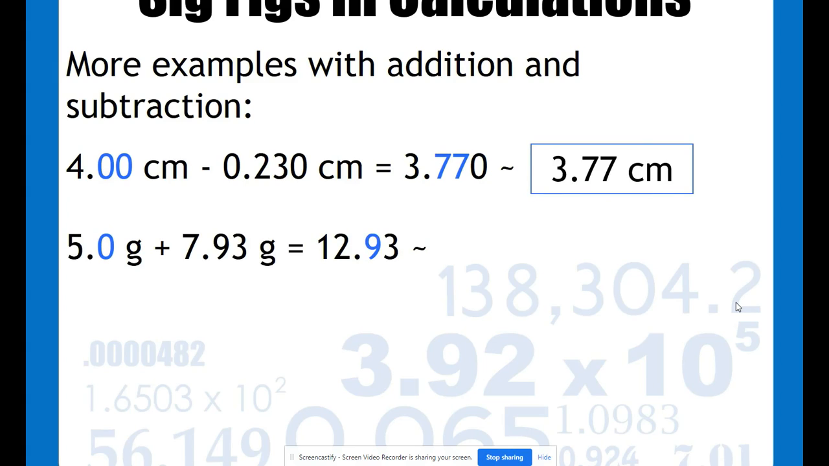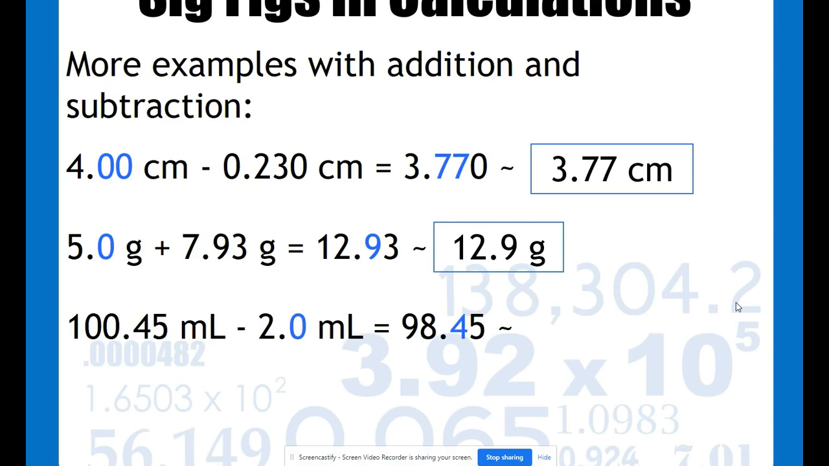In this next example, when you do the calculation, you end up with 12.93. But again, the number 5.0 has 1 decimal place to the right, so therefore your answer has 1 decimal place to the right. Notice that you don't round up because there's a 3 next to the 9, and so you'll end up with 12.9 grams.